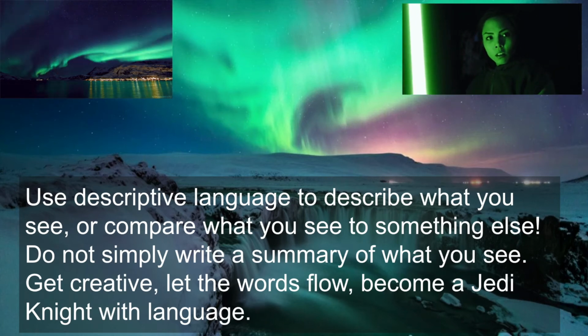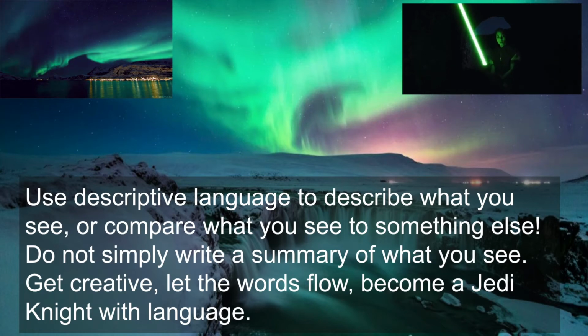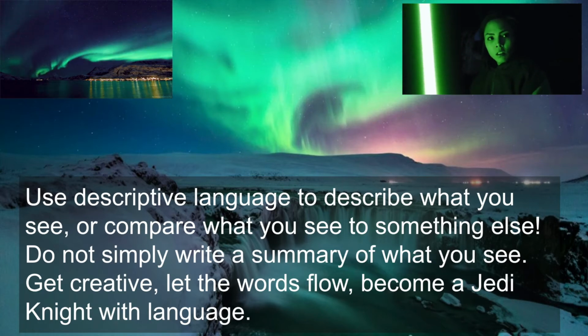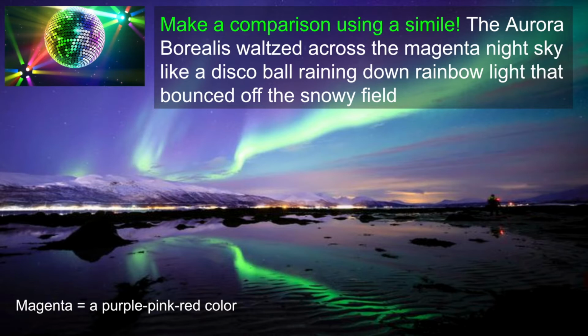Get creative with your writing. Start to think a little bit outside the box. Start to think a little bit like an artist or a writer. So you can make comparisons using similes. Think about what something looks like. Compare it to something else. The aurora borealis waltzed across the magenta night sky like a disco ball, raining down rainbow light that bounced off the snowy field. So make comparisons.